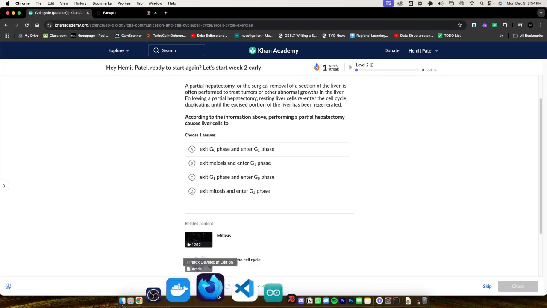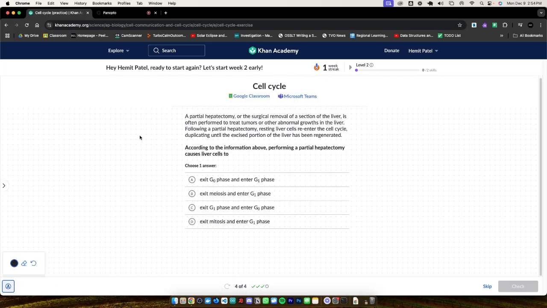All right, so here we're talking about more into the phases, getting more technical with our terms. So, what happens is after the partial hepatectomy, this surgical procedure is done, resting liver cells. So these are resting liver cells, right? Resting liver cells, they re-enter the cell cycle. So what does this re-enter to the cell cycle mean? Well, it's telling us a lot. It tells us that these resting liver cells, I'll just call them RLC.